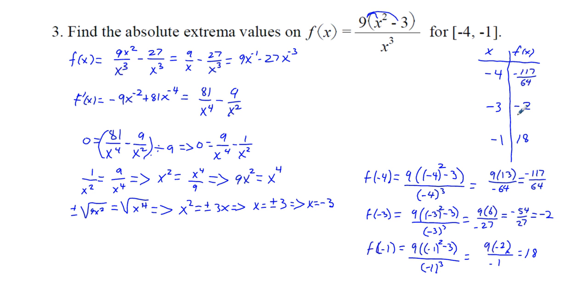So we say there is an absolute max, let me see, we got to work carefully. Absolute max of 18 where x is equal to -1, and we have absolute minimum of -2 where x is equal to -3. Okay.